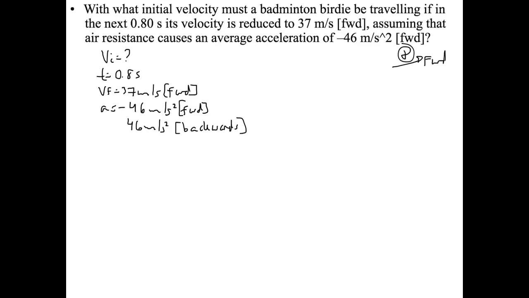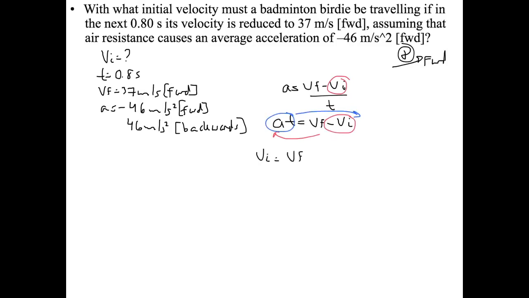So again, let's write out our equation. A equals VF minus VI over T. We are looking for VI in this case. So let's rearrange. Again, we're going to multiply both sides by T, so we're left with AT equals VF minus VI. Now there's certainly faster ways of doing this, but let's just swap the VI over to the other side. When you change sides, you need to change signs. So we'll be left with positive VI equals VF minus AT.